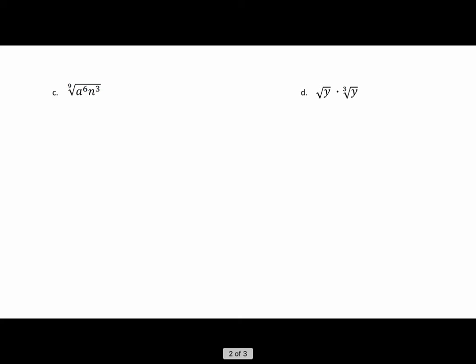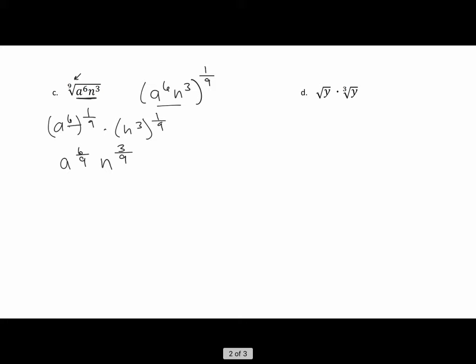For C, I've got a big base here, so a to the 6th, n to the 3rd is the base to the 1 over the index. And then really what I have is a product to a power, so let me go ahead and do that. A to the 6th to the 1/9 times n to the 3rd to the 1/9. And then I have the power rule here, so multiply powers. 6 times 1/9 is 6/9. And 3 times 1/9 is 3/9.